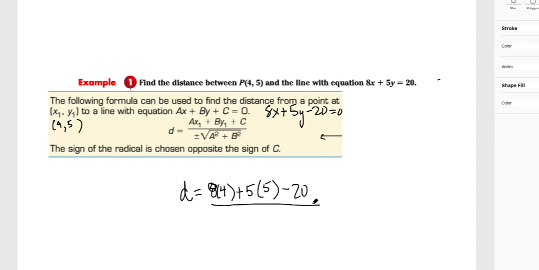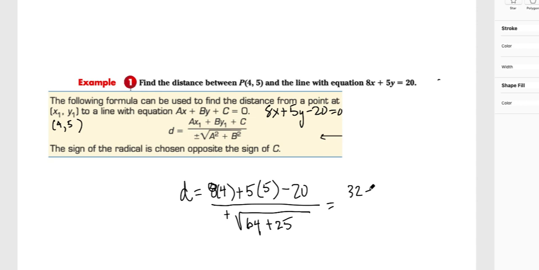And now, to figure out which sign, the sign of the radical is chosen opposite to the sign of C. So since C is negative, we're going to choose the positive radical values down here. Sorry about that being sloppy. Let's try it again. We're going to choose positive, and that's going to be a squared, which is 64. And then b squared, which is 25. And so now it's just left for us to calculate.